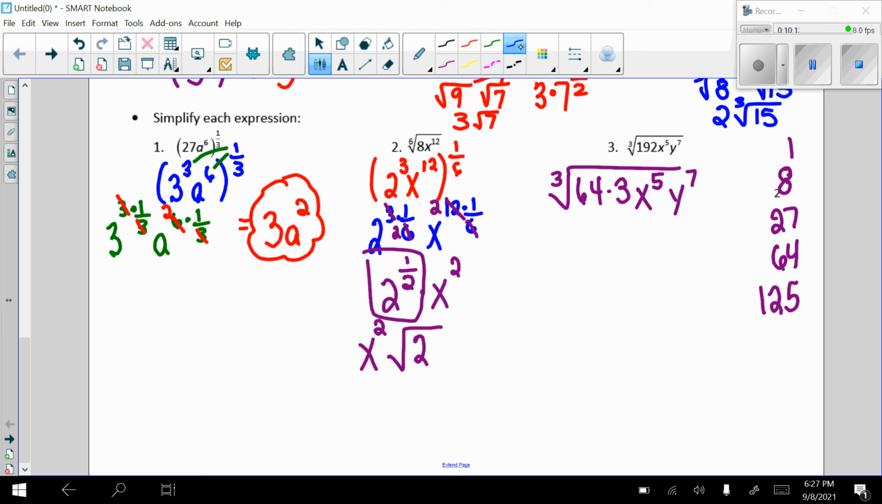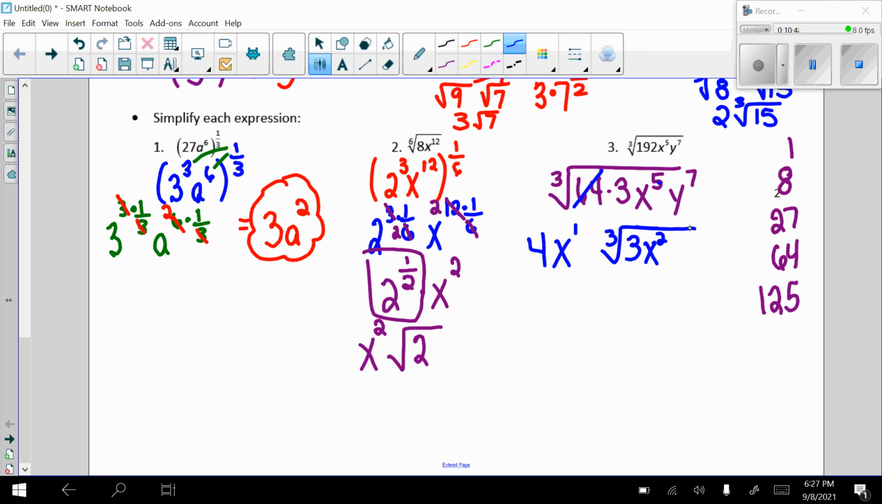Now what we can do is we can say, well, what is the cubed root of 64? It's 4. And we're going to be left with the cubed root of 3 inside. See, that could be simplified right there. X to the 5th, we can take some of the x's out, but some have to stay in. So the way that I do it is I say 3 goes into 5 one time, and we have 2 left over. So the leftovers stay under the radical.